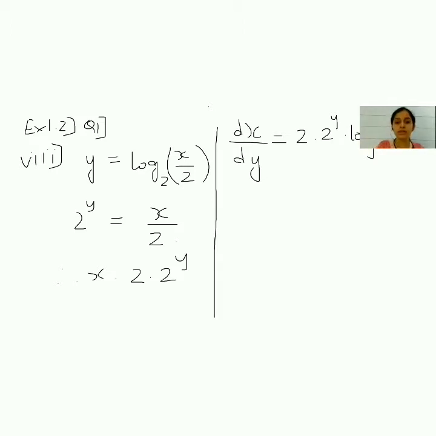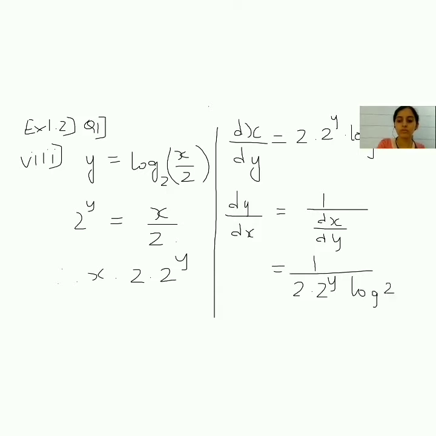Now how do we find dy by dx? The theorem on inverse function says that dy by dx is the reciprocal of dx by dy. So dy by dx is equal to 1 upon dx by dy. This will be 1 upon 2 into 2 raised to y log of 2. Now we'll substitute y, which is log to the base 2 of x by 2.